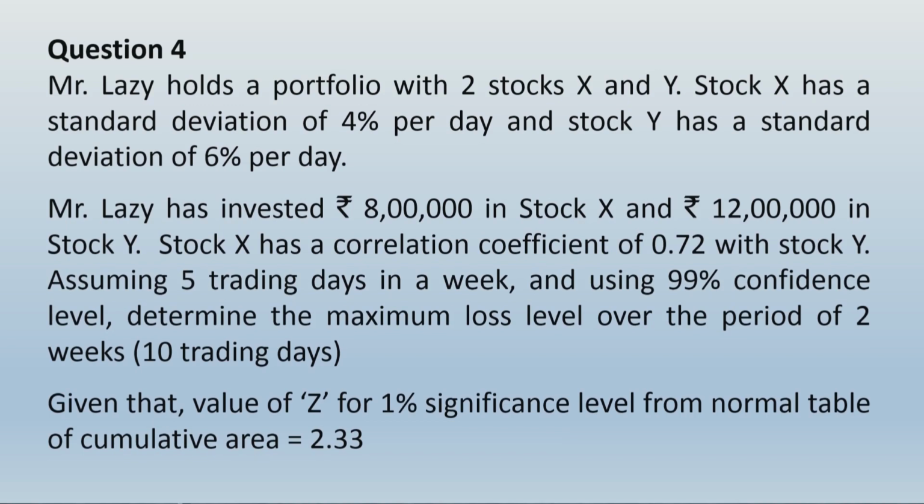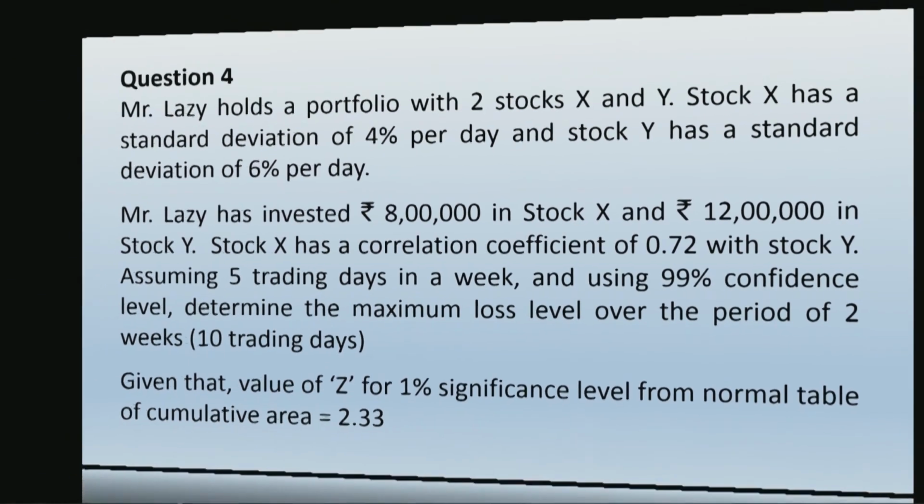Stock X has a correlation coefficient of 0.72 with stock Y. Assuming 5 trading days in a week and using 99% confidence level, determine the maximum loss level over a period of 2 weeks, that is 10 trading days, and given that the value of Z for 1% significance level from the normal table of cumulative area is 2.33. So friends, the later part of the calculation is going to be straight, but in the early part here we are going to explore two different alternatives of determining the volatility in rupees. So let us see how to present the solution.